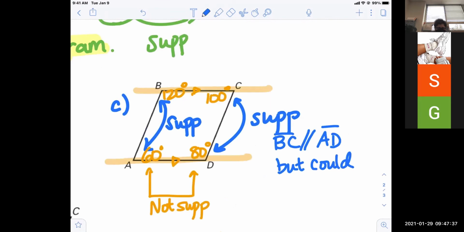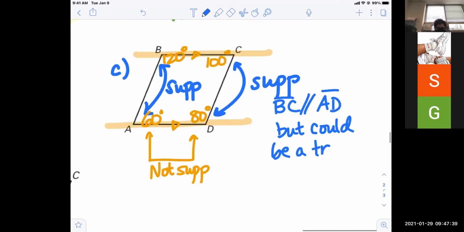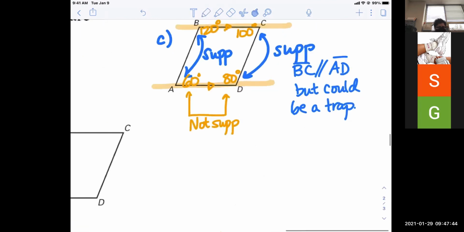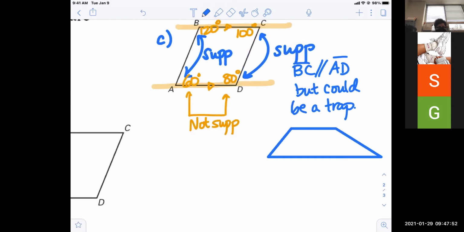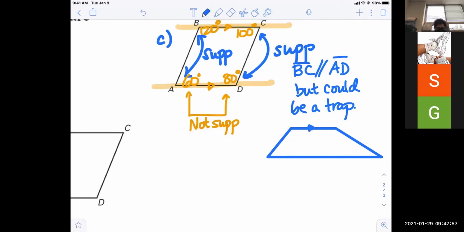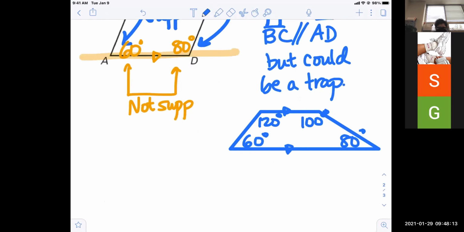But it could be a trapezoid. Now, they're going to draw these to make you think, oh yeah, that should be a parallelogram, but it doesn't have to be. Don't assume it necessarily looks like that. So here's a trapezoid, which is again not a parallelogram because it doesn't have two pairs of parallel sides. And I could have these being supplementary like 60 and 120, and these being supplementary like 180. And then it really looks the way it's supposed to be looking, right? I probably should have put the 60 and 80 on the opposite sides.